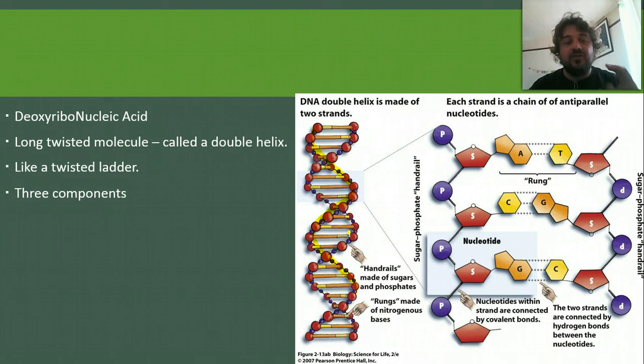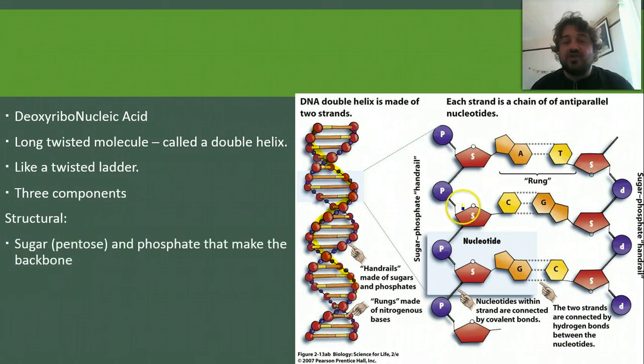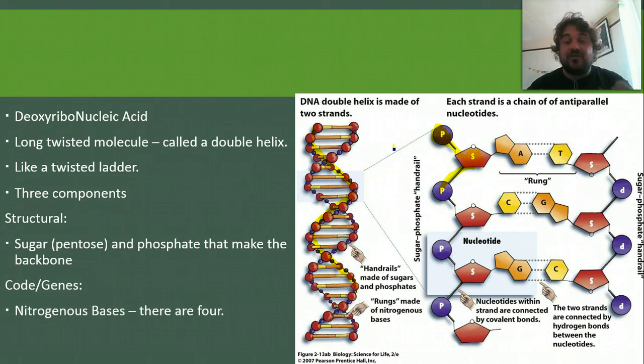Has three components. Two are structural, and they are the sugar, that's this guy, the pentose, and the phosphate. This sugar is called pentose. That's phosphate, and you can see that they make the backbone of it. See the sugar, phosphate. They give it the structure, the shape. Then it has the coding part, the bit which makes the genes. There are nitrogenous bases. That's these guys.